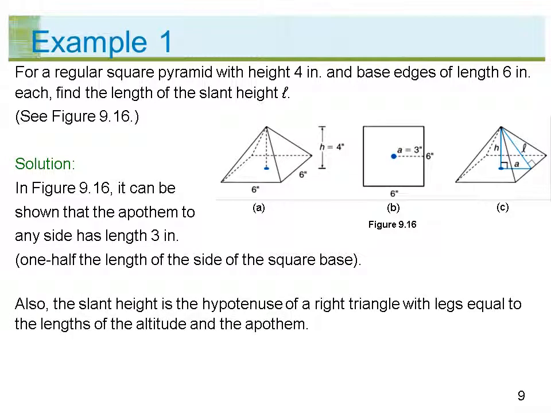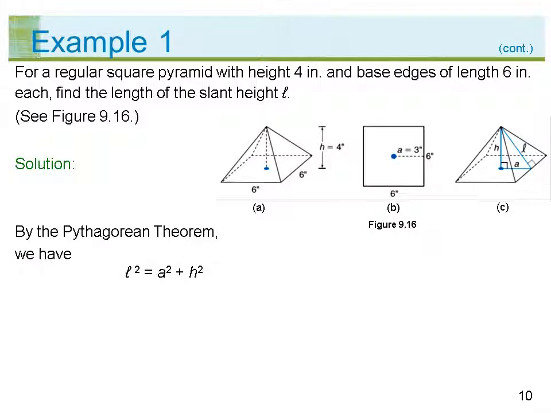Also, the slant height is the hypotenuse of a right triangle with legs equal to the lengths of the altitude and the apothem. By the Pythagorean theorem, we have L squared equals A squared plus h squared. L squared equals 3 squared plus 4 squared. L squared equals 9 plus 16. L squared equals 25. L equals 5 inches.